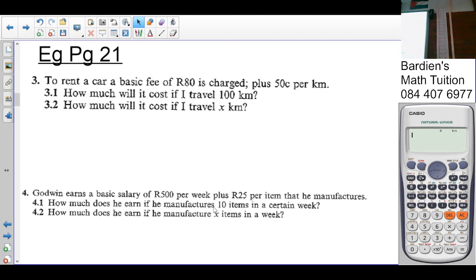To rent a car, a basic fee of 80 Rand is charged. Okay, this is many years ago. So some of you get 80 Rand to school a day, no? Some of you? Yes. So to rent a car, the basic fee of 80 Rand is charged, plus 50 cents per kilometer. I think the basic fee now is 800 Rand.